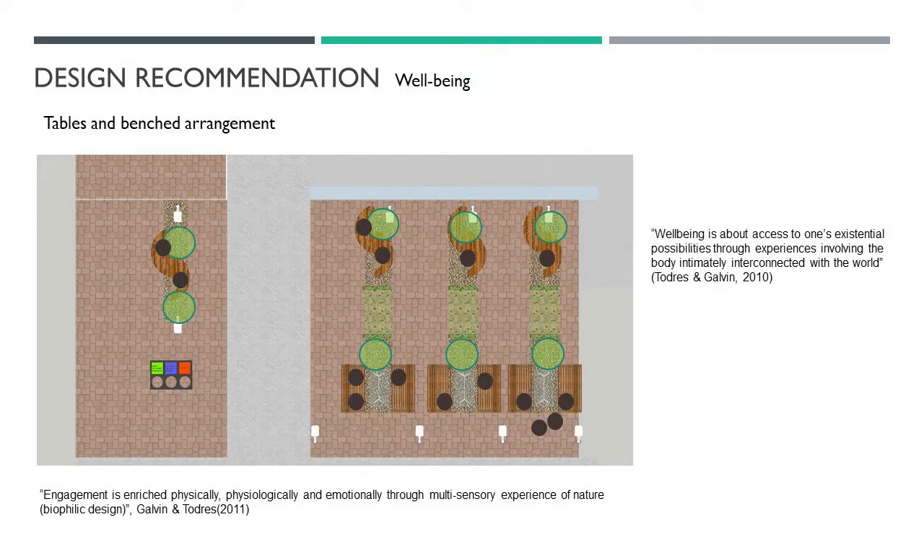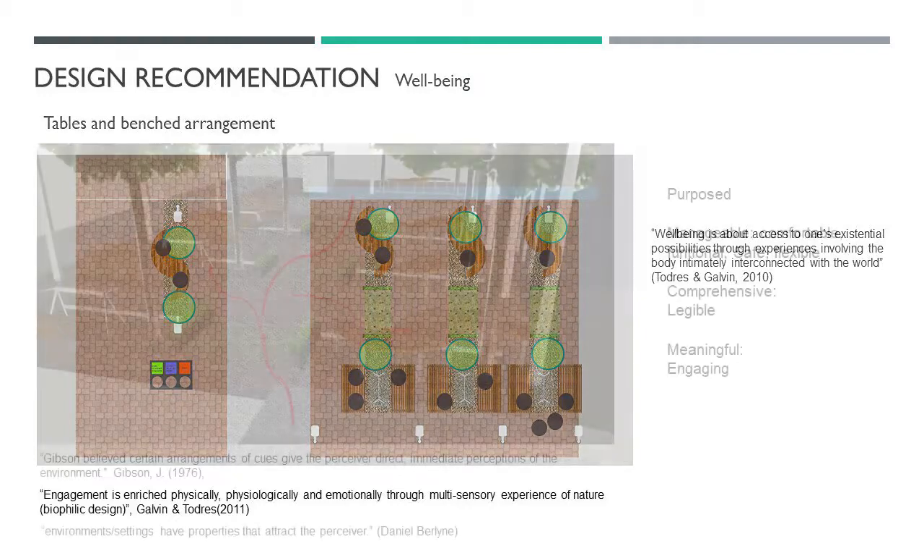Galvin Todgers said engagement is enriched physically, psychologically, and emotionally through multi-sensory experiences of nature. And well-being is about access to one's existential possibilities through experience involving the body intimately interconnected with the world. Change the form of the bench so that people can rely on the tree closer to nature, and the table is to increase group activities and make the space active.